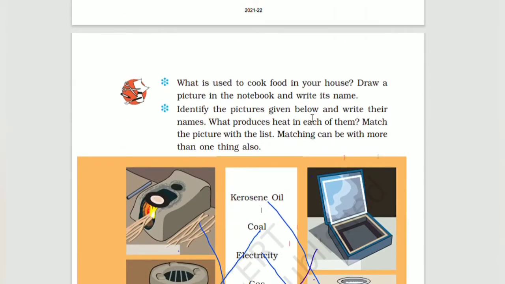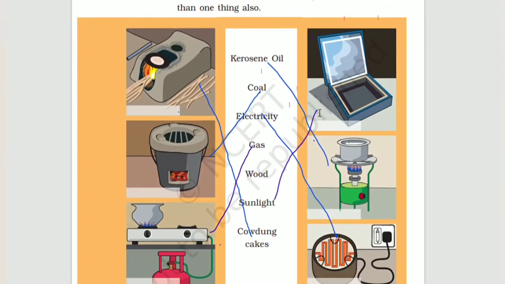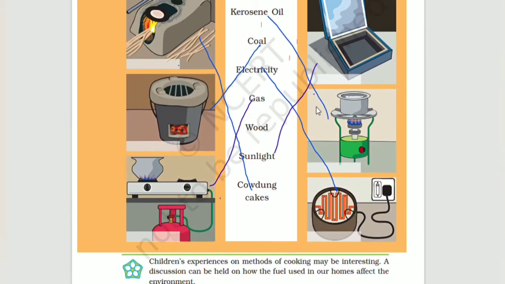What is used to cook food in your house? Draw a picture in the notebook and write its name. That is for cooking. What is mainly used in our house? In our houses, what are we using? In some houses they will be using kerosene oil for cooking.